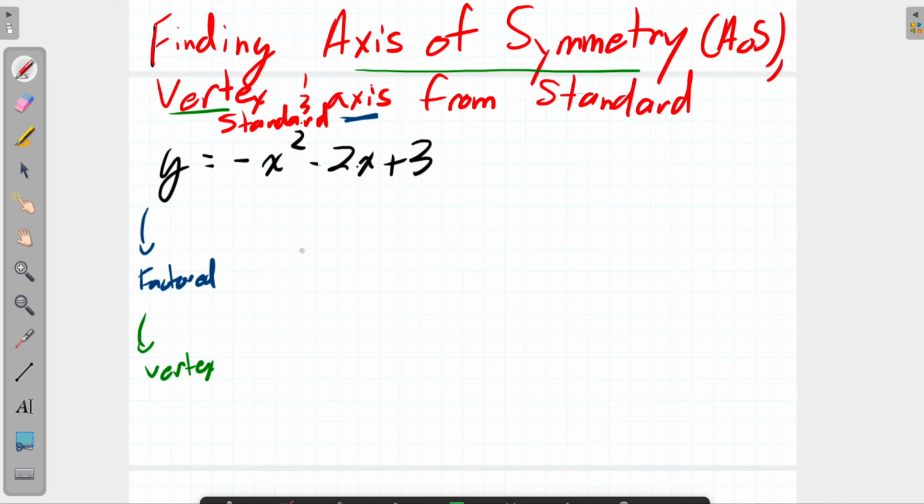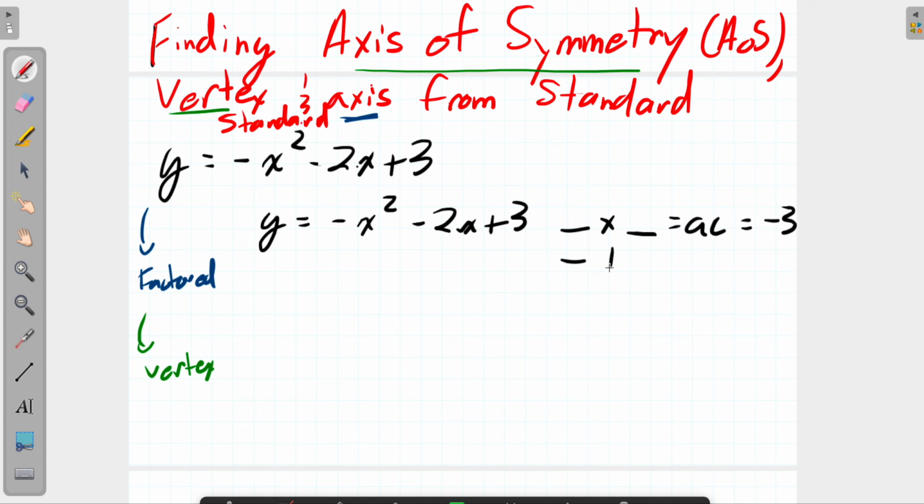So there are quite a few steps here. To go from standard to factored form, we factor this. This one is y is equal to negative x squared minus 2x plus 3. We'll use a little decomposition here. We need two values that multiply to whatever a times c is, and in this case that's negative 3. And those same two values need to sum to the b value, which in this case is negative 2. Since 3 is prime, these two values are 1 and negative 3.